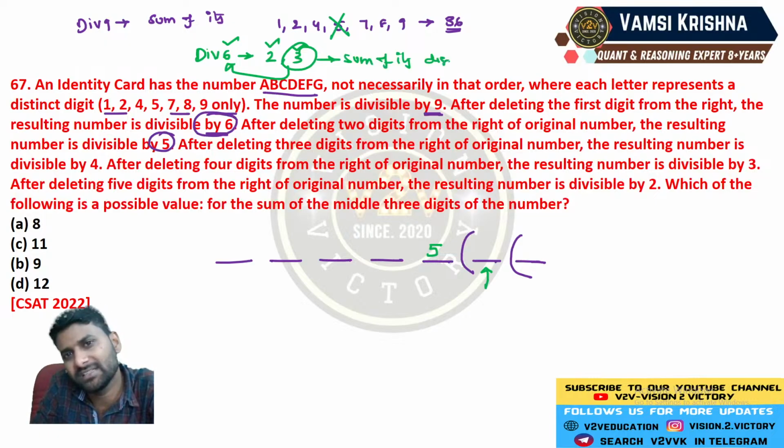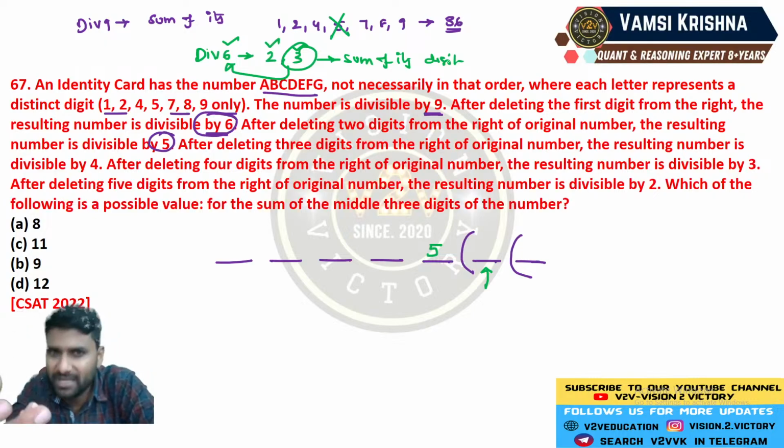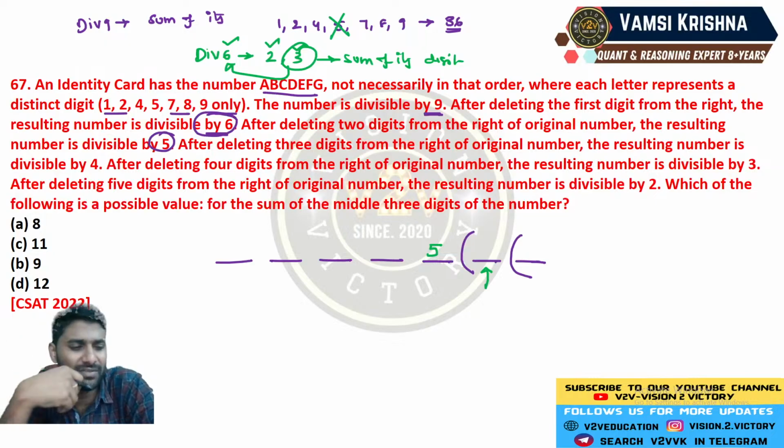Sum of its digits. Now, we want to remove one digit so that the sum becomes a multiple of 3. If you remove 1, it becomes 35, which is not divisible by 3. If you remove 2, 34 is not divisible by 3. If we remove 4, 32 is not divisible by 3.